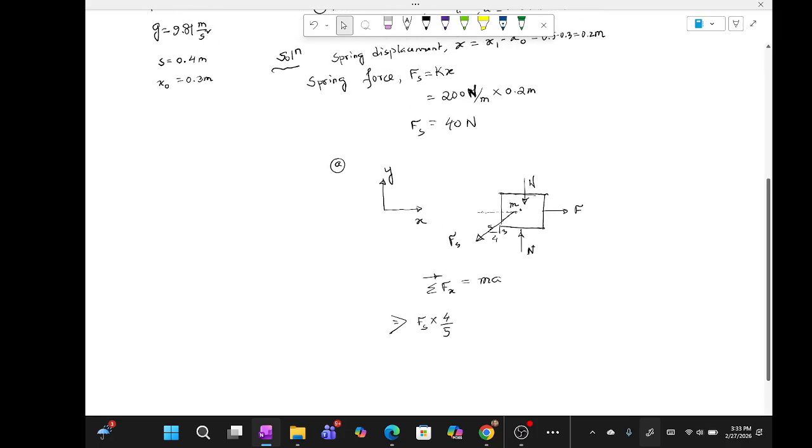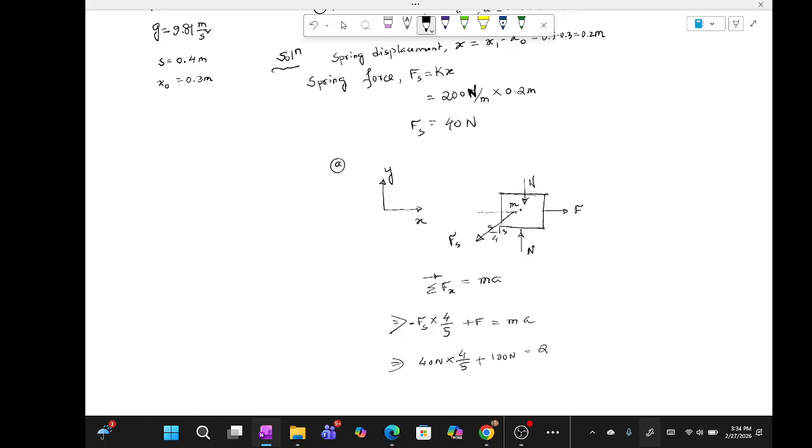Okay, so you have this Fs, this x component, and it is acting in the negative x direction, so there is a negative, obviously. You have this plus F, the applied force 100. And that's it, right? Is there any more? Then it's equal to m multiplied by a. Now it's time to plug in the values. So this 40 Newton multiplied by 4 divided by 5, right? And then what is the F again, Gavin? Is it 100?